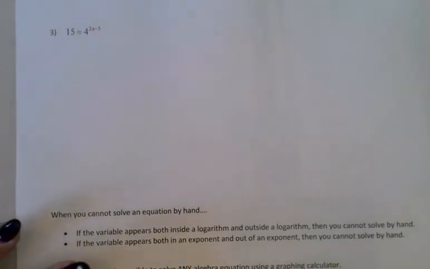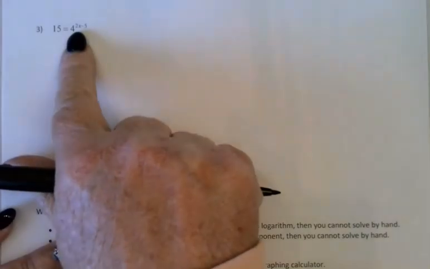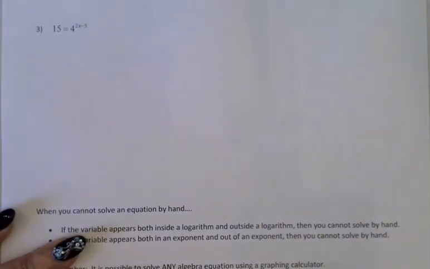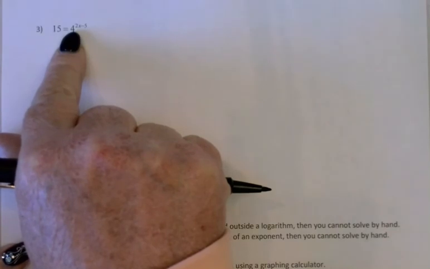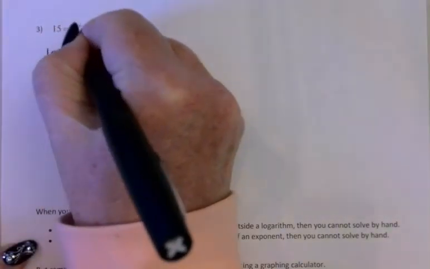15 equals 4 to the 2x minus 5 power. Now the exponential is already isolated. This is one base with an exponent. So I can go ahead and do my logarithm right away. The exponential is base 4, so I'll use the inverse, which is the log base 4, on both the left and the right.